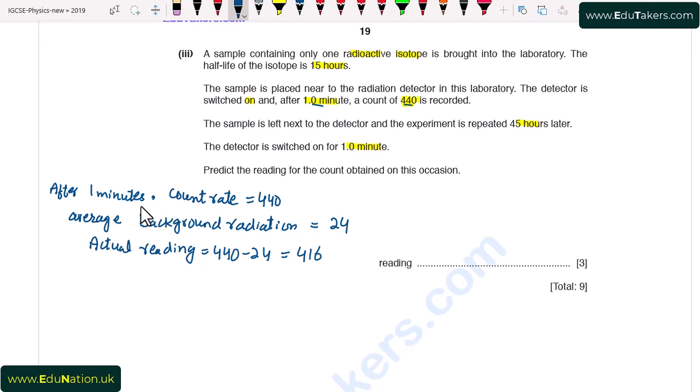Next we have to find out the total number of half-lives. For that there are 45 hours and the half-life of this isotope is 15. So I write here total half-lives, it will be equal to these 45 hours divided by the half-life, that is 15. It is 3, so that there are a total of 3 half-lives. Now, there are 416 counts and the total number of half-lives is 3.